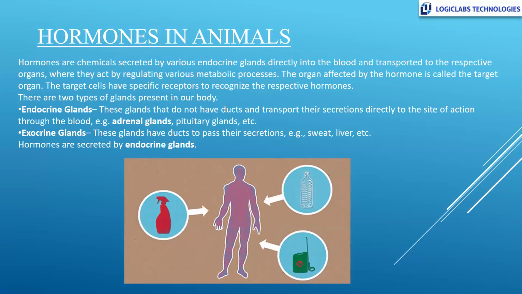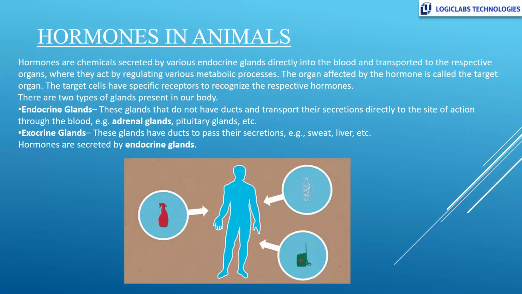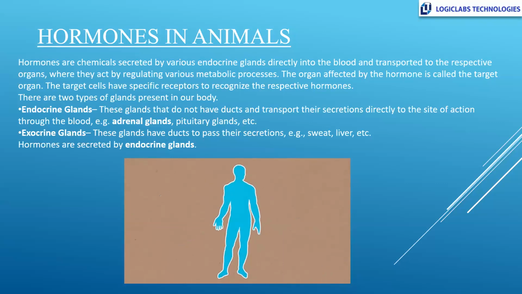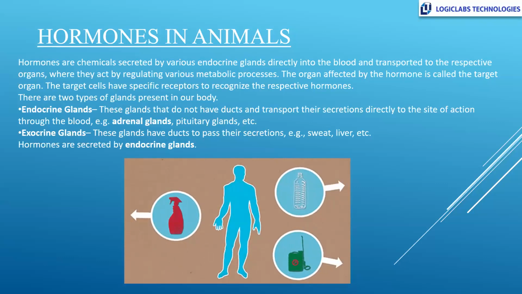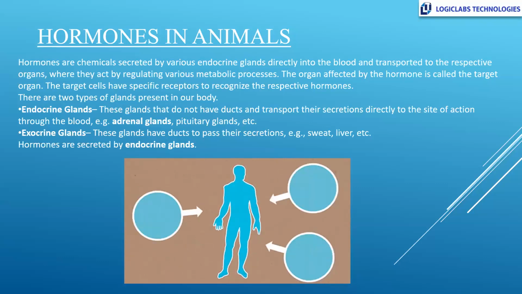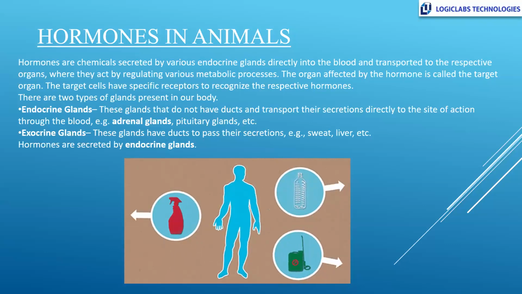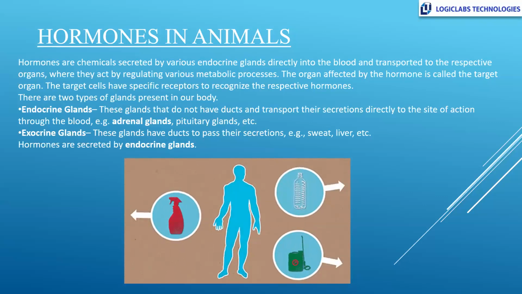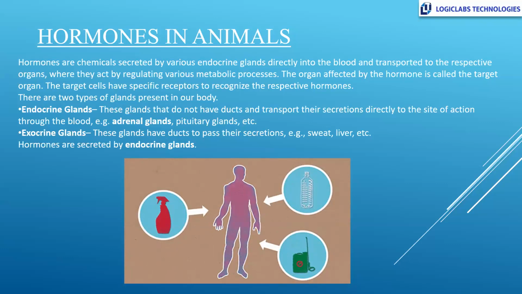The organ which is affected by the hormone that acts on it is called the target organ. For example, if we take a bow and arrow, our target is hitting an animal. Our target has to be the animal.